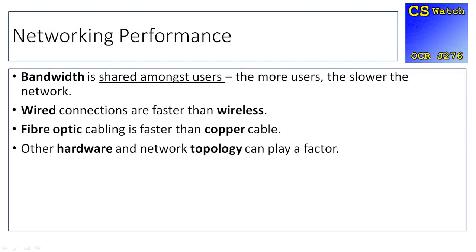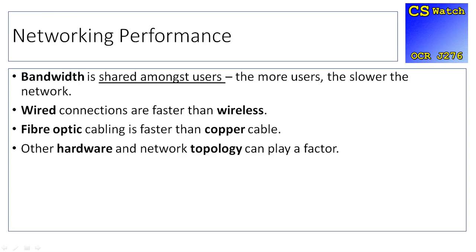Network performance can be improved by looking at four different things. First of all, bandwidth. We need to make sure we're happy with this definition. Bandwidth is shared amongst users. So there is an internet fiber optic cable coming into my road. The bandwidth is shared amongst every single person who lives in my road. Thankfully, there's not that many houses. But the more users there are, the slower the network will be.